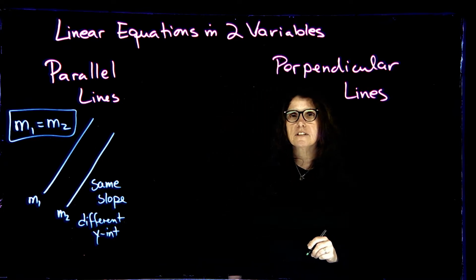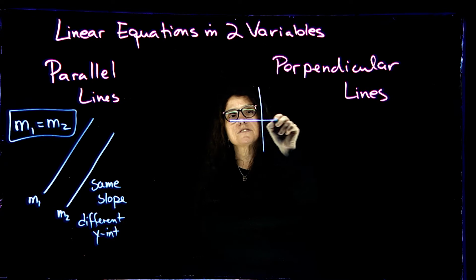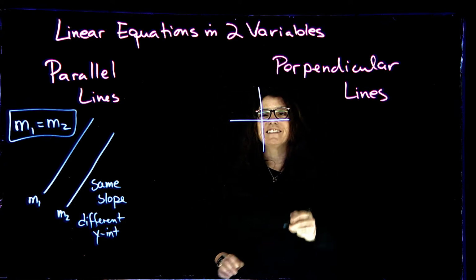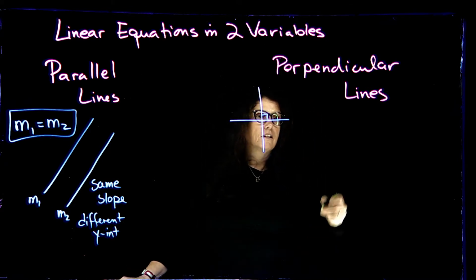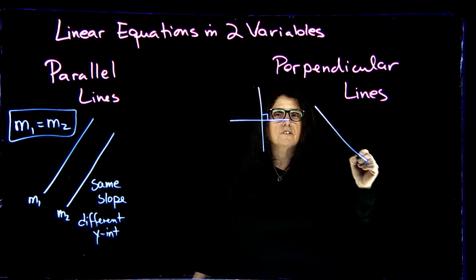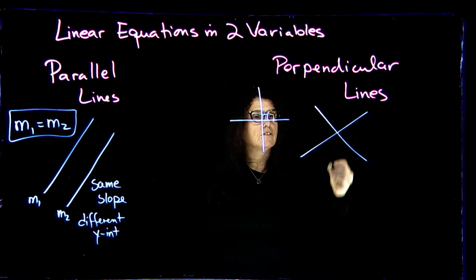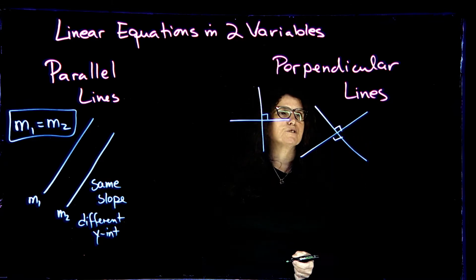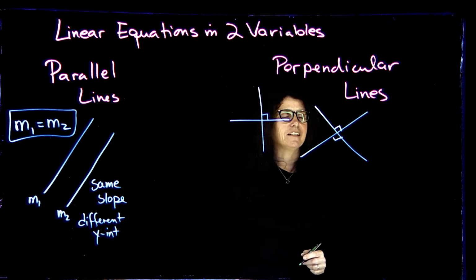Okay, perpendicular lines, they're easy too, like our coordinate system. Perpendicular lines intersect in a 90-degree angle. Here's our right angle. So, of course, they're not always vertical and horizontal. Okay, here you go. That's supposed to be a 90-degree angle. So perpendicular lines intersect in a 90-degree angle.